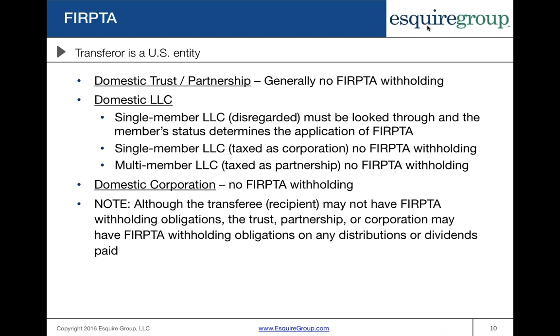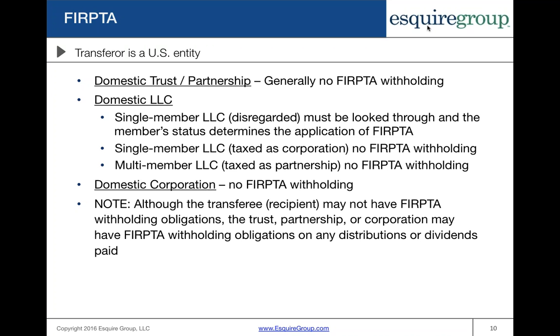Where things get a little bit trickier, and this is quite common, is when you look at LLCs. Just because somebody has a U.S. LLC does not mean that the transaction is exempt from FIRPTA. A single member LLC in the United States, by default, is disregarded for U.S. income tax purposes. That means it's tax transparent and it's as if it did not exist. So one of the issues is what happens if you have a foreign person that owns, let's say, a Nevada LLC that owns a piece of property.